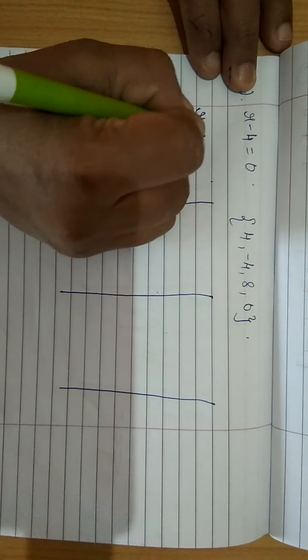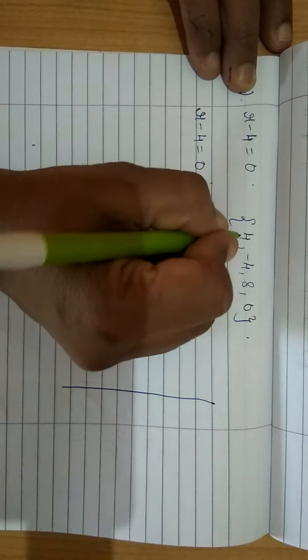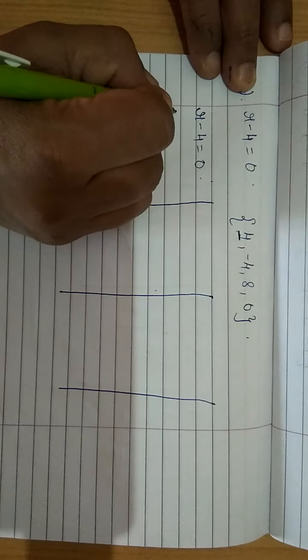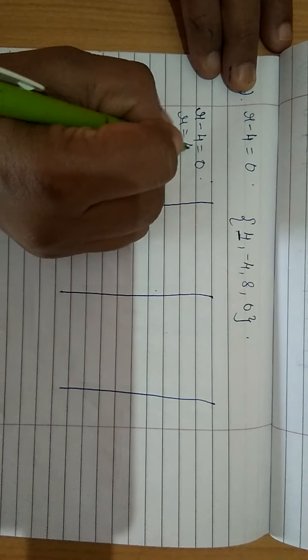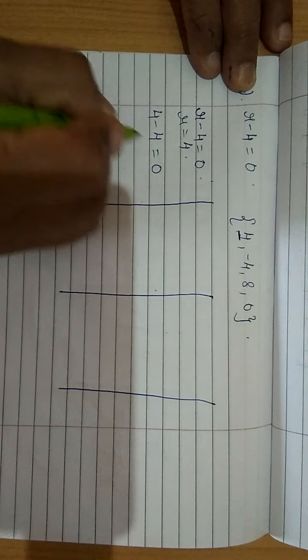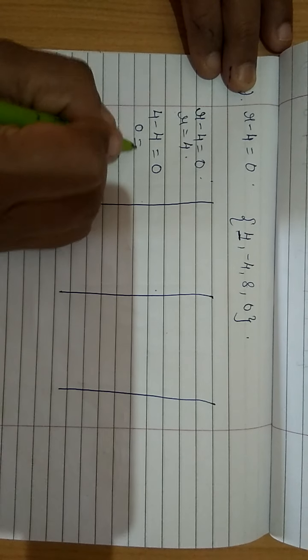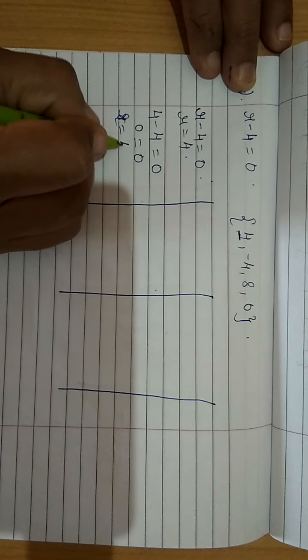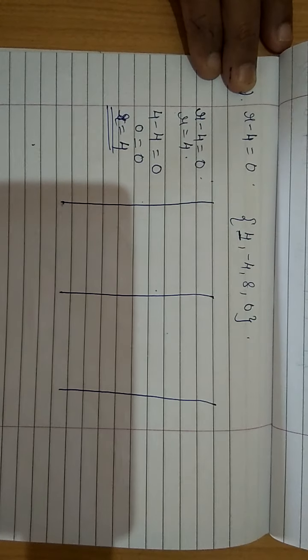Now see children, r minus 4 is equal to 0. We are going to take first this number, r is equal to 4. So 4 minus 4 will give me 0, 0 is equal to 0. So r is equal to 4 is the solution for the given equation.